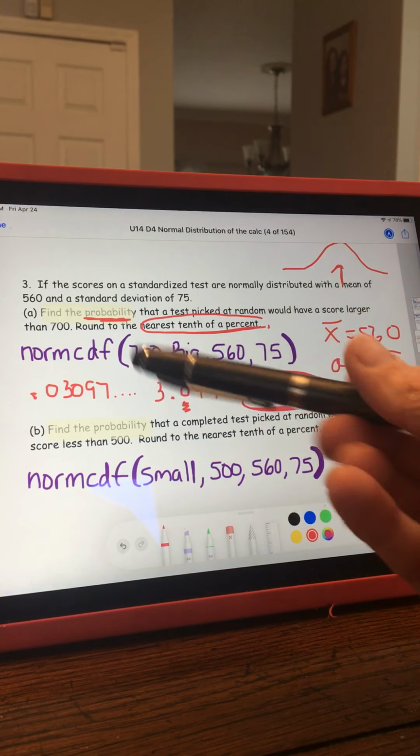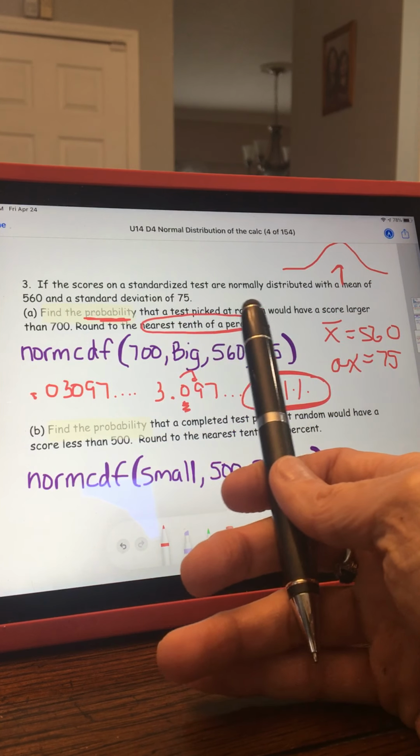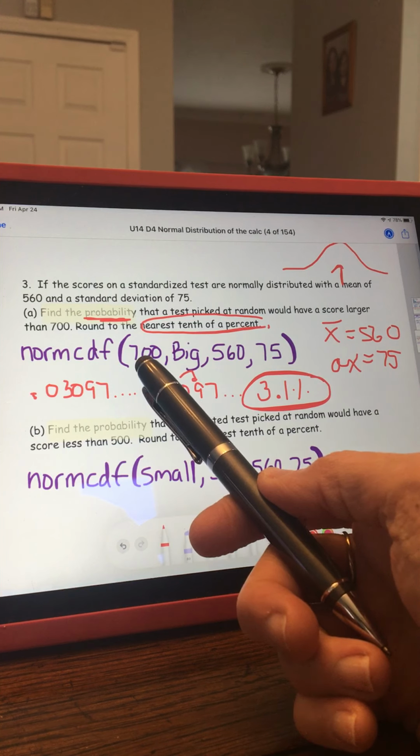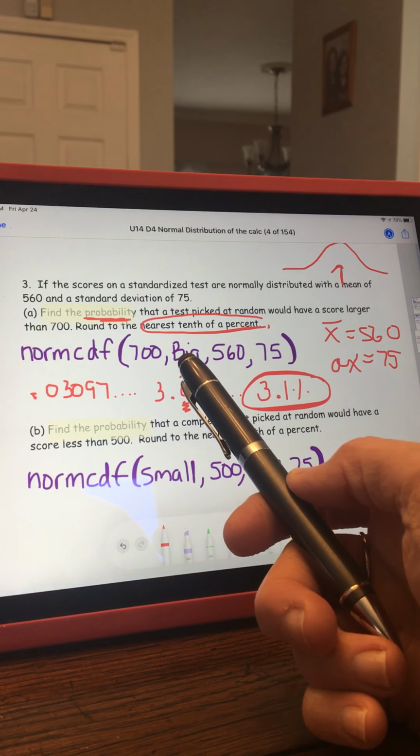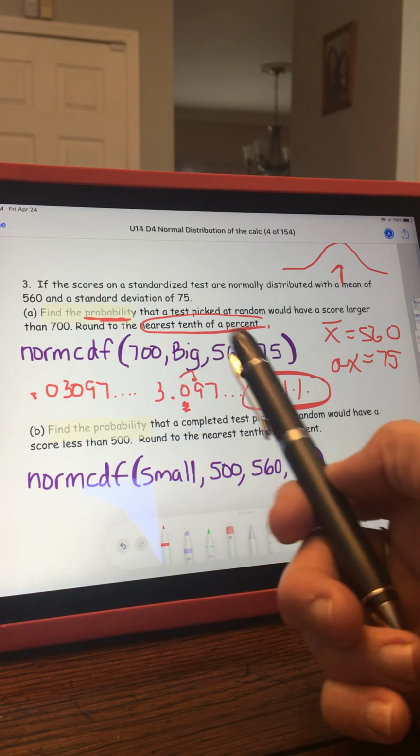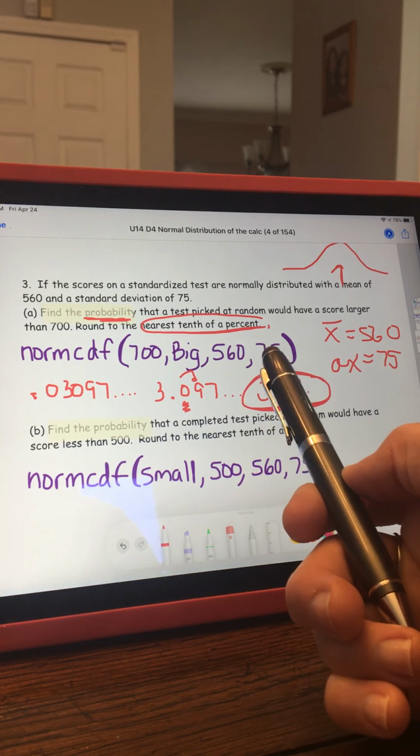Okay, so let's just review that again. So we find the probability that a test picked at random would have a score larger than 700. So 700 is your lower bound. You don't put an exact number in. You don't have to have what that maximum is. You just put in something very large. And then here's your mean standard deviation.